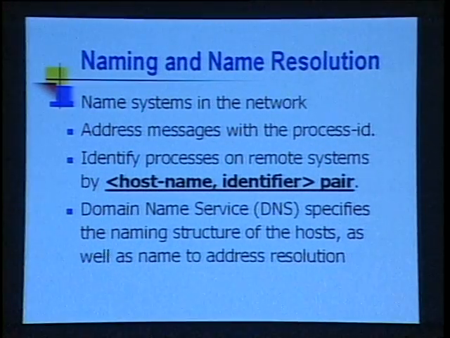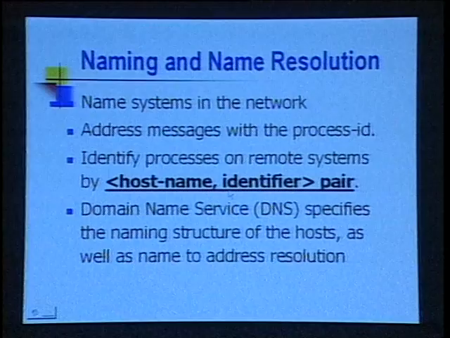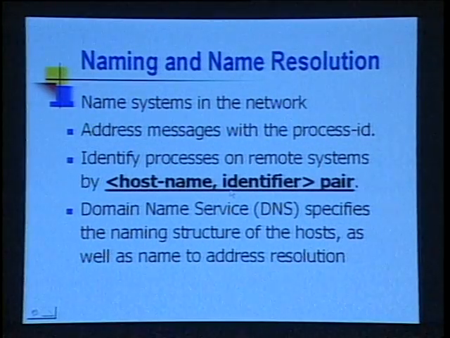Now, identifying processes on remote systems is done with the host name and identifier pair. Whenever the machines communicate, they send and receive a host name and identifier pair, so that the communicating machines recognize where the message is coming from and what information has been requested, so that the information may be provided to the requesting station or requesting site.